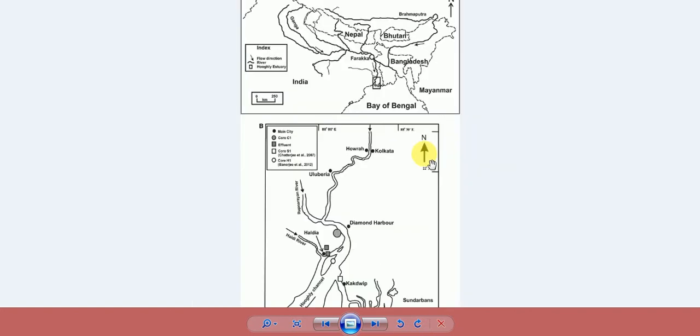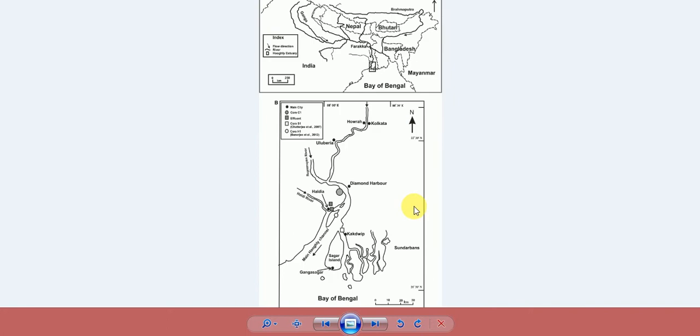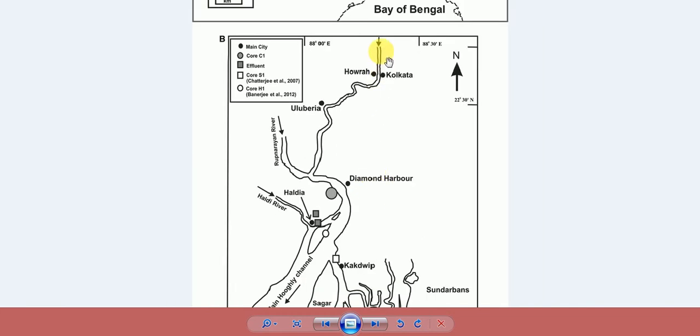Water is diverted from the Ganga River, and along this, jute is grown. See here, from here we have Kolkata, and this is the Hooghly River, and along this Hooghly River jute is grown. That is why jute industries are concentrated along this Hooghly River basin. Along this river, jute industries are concentrated.